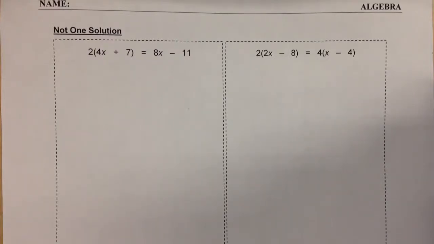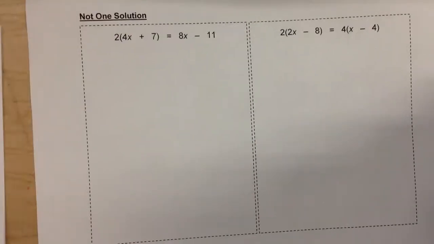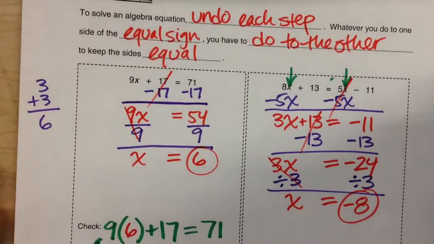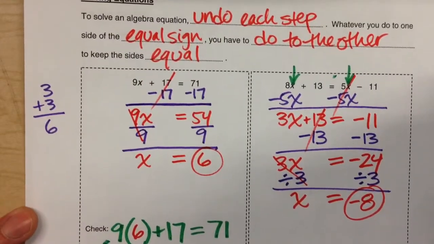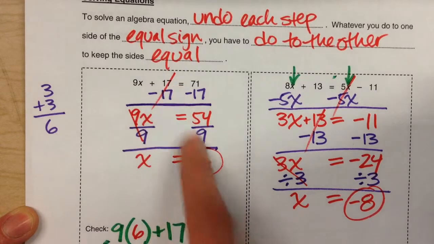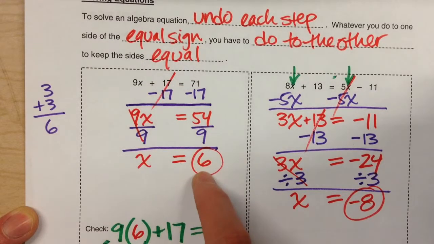Today we're solving equations that don't have just one answer. Before we start, you have to sort of think about what the solution to an algebra equation actually means. If we look back at one of our previous examples in our notes, for example this equation, we solved it and got x equals 6. So what does that x equals 6 mean?